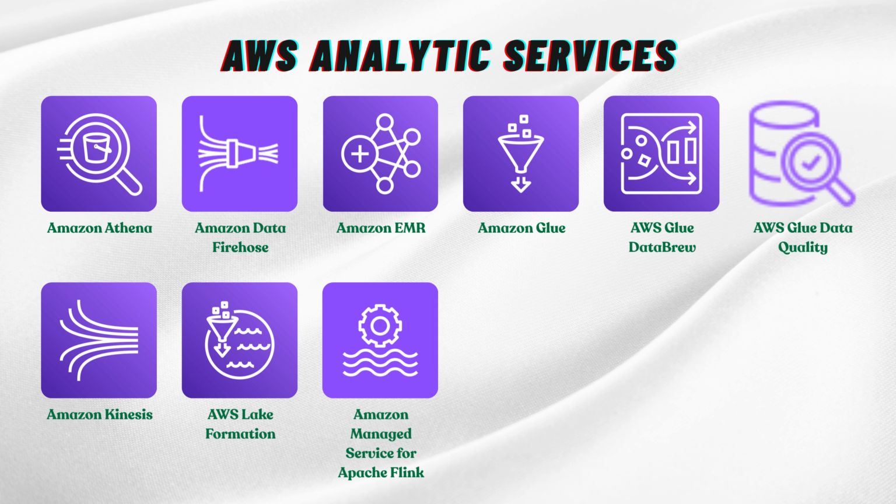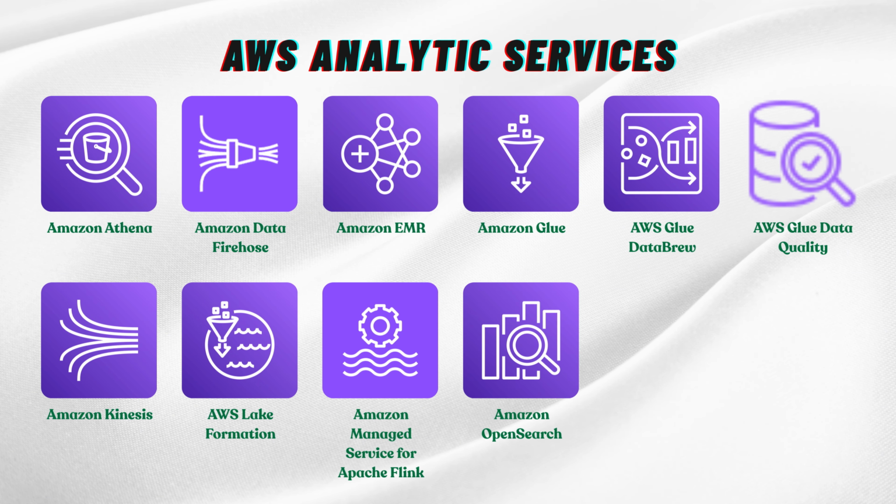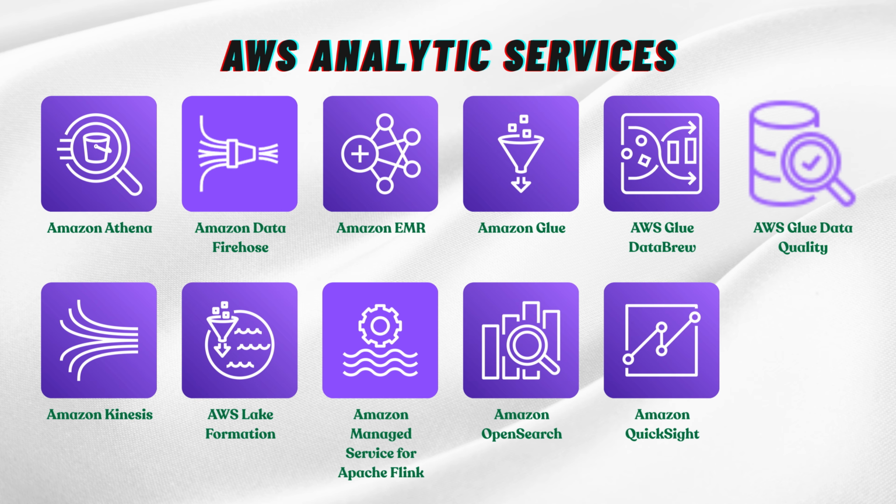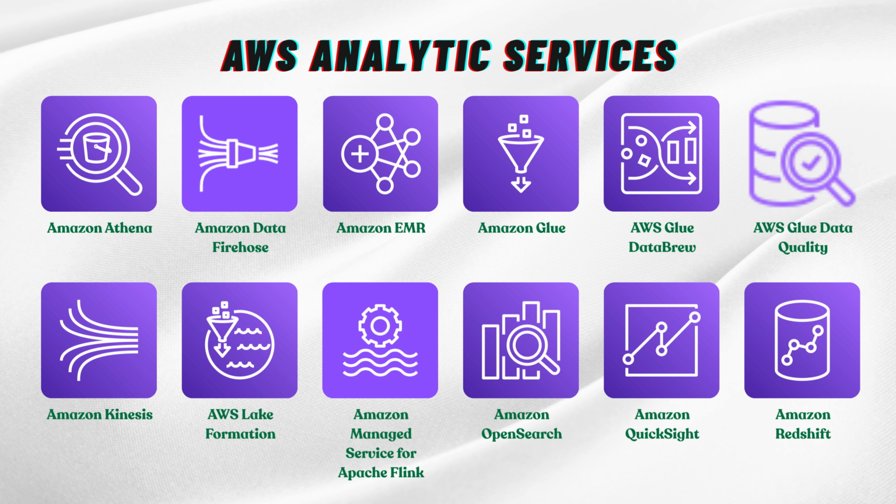Amazon Managed Service for Apache Flink, transform and analyze streaming data in real time using Apache Flink. Amazon OpenSearch Service, deploy, operate, and scale OpenSearch for search, log analytics, and monitoring. Amazon QuickSight, a cloud-powered business intelligence service for creating ML-powered visualizations. Amazon Redshift, a fast, fully managed data warehouse that uses SQL for large-scale data analysis.